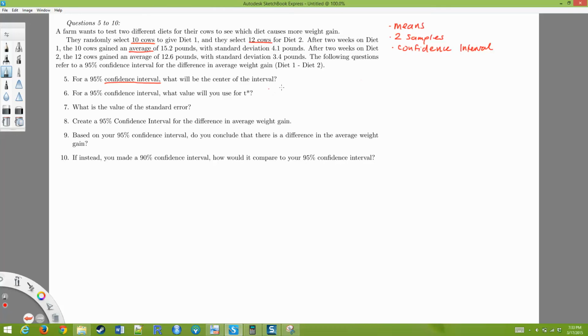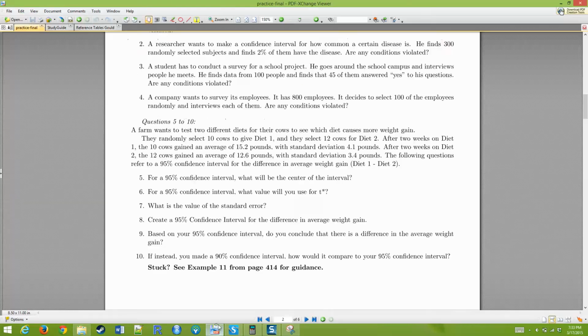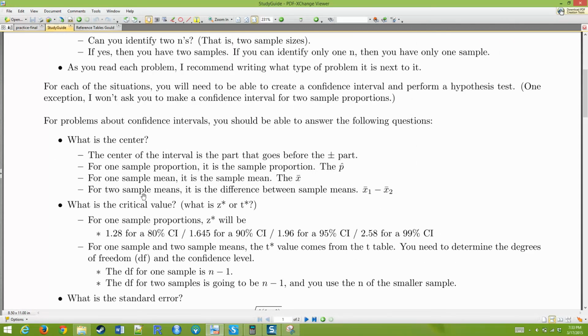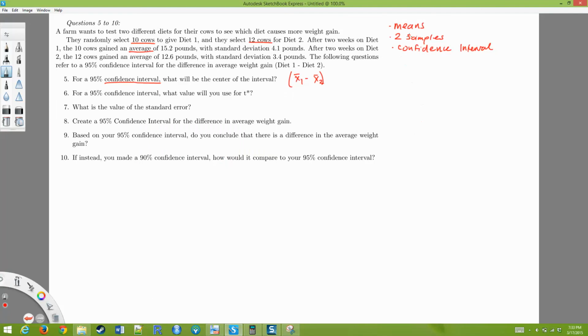Alright, so now that we figured that out, we can start answering our questions. For a 95% confidence interval, what will be the center of the interval? Well, when we have two samples and it's dealing with means, the center of our confidence interval is x bar 1 minus x bar 2. That's listed in our study guide if you aren't sure. It says what's the center for two sample means? It's the difference x bar 1 minus x bar 2. So again, you must know that you're dealing with two sample means.